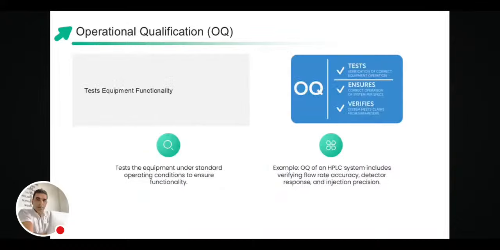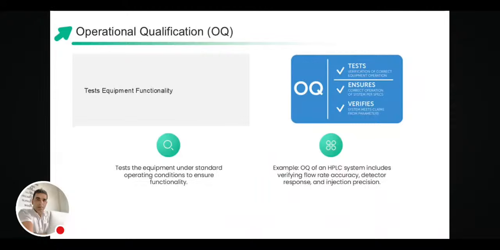Now let's look at operational qualification, or OQ. This phase focuses on verifying that the equipment functions as intended under normal operating conditions. During OQ, specific tests are conducted to ensure consistent and reliable performance. For instance, when qualifying an HPLC system, we would assess the accuracy of the flow rate, the detector's response, and the precision of sample injections.